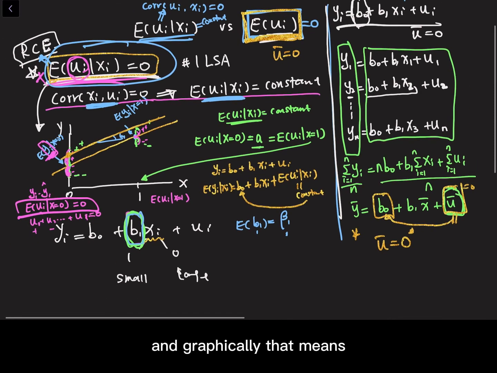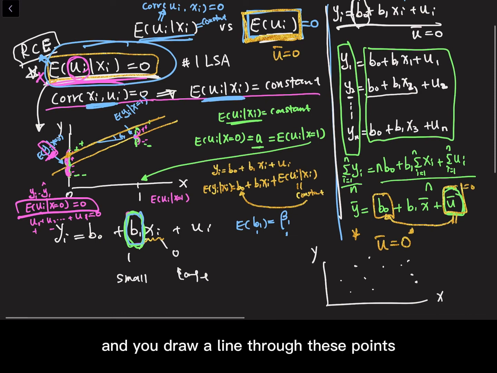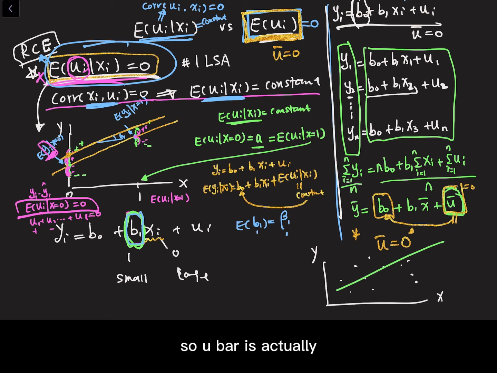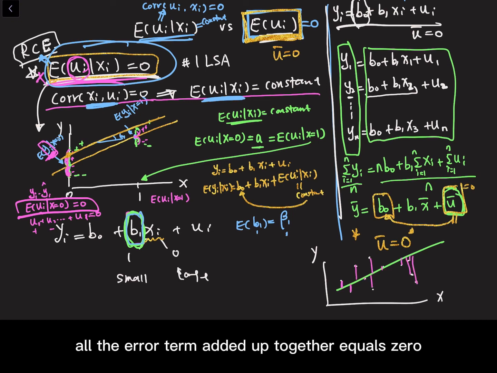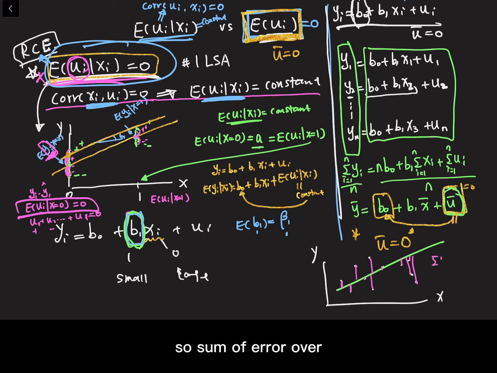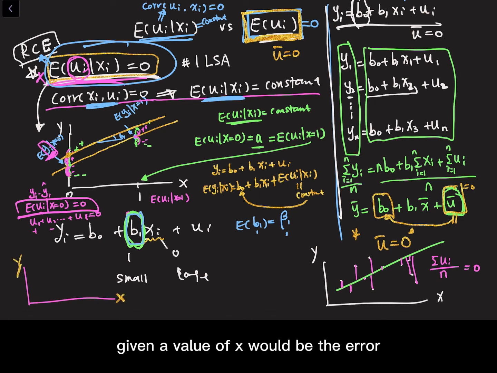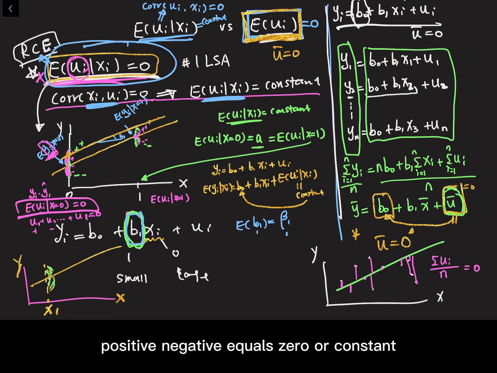Graphically, we have the scatter plot of y against x, and you draw a line through these points. So mu bar is mu1 plus mu2 plus mu3 plus mu4, all the error terms added up, divided by n. So the sum of the errors over the number of errors n. It's totally different from the error given a value of x. Given the value of x, the error is like this: it could be positive, negative, equal 0, or a constant.